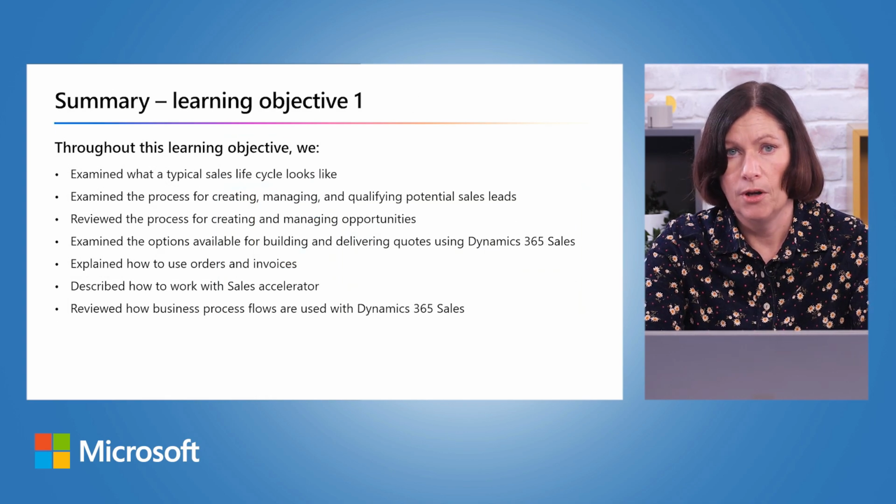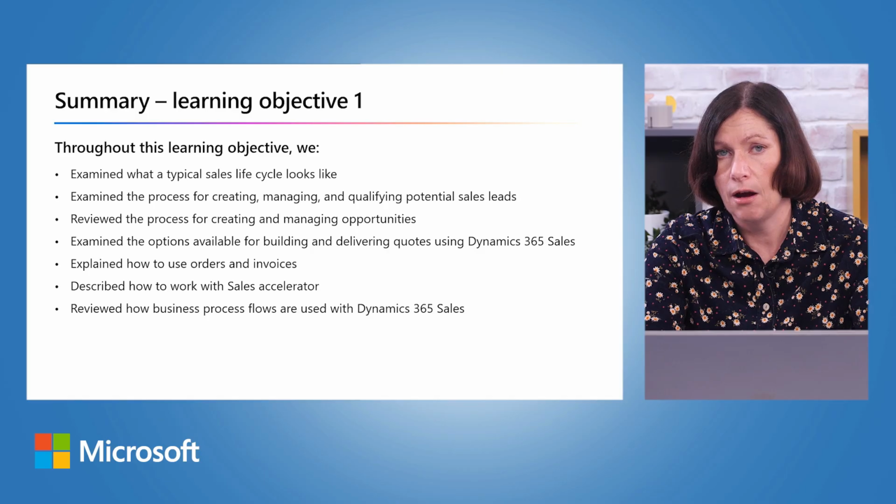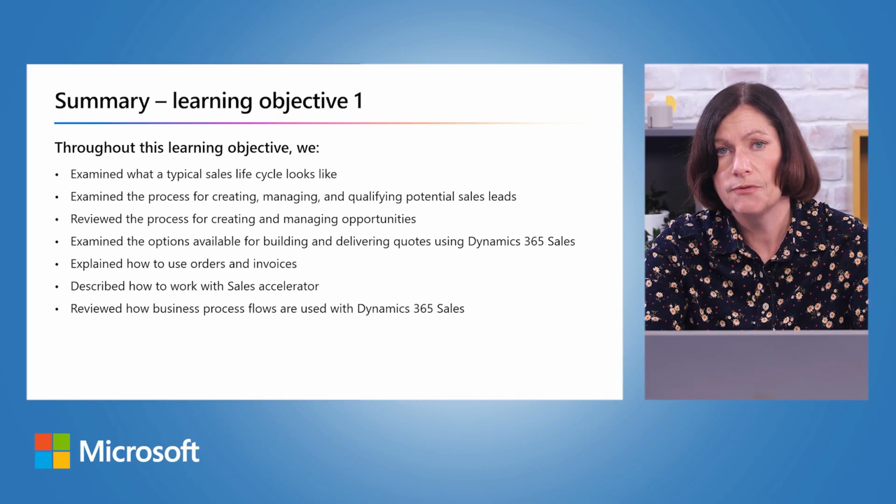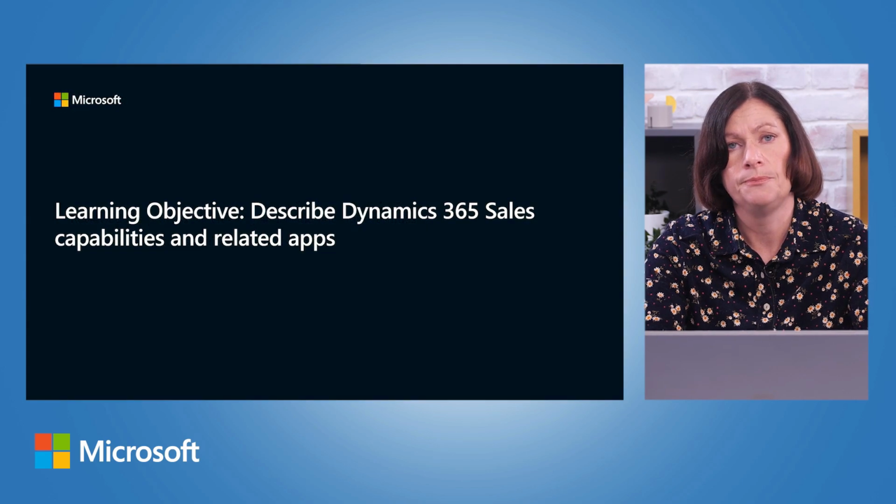In this learning objective, we examined what a typical sales life cycle looks like. We looked at the process for creating, managing, and qualifying potential sales leads. We reviewed the process for creating and managing opportunities and examined the options available for building and delivering quotes using Dynamics 365 Sales. Then we explained how to use orders and invoices. Finally, we looked at Sales Accelerator and reviewed how business process flows are used with Dynamics 365 Sales.